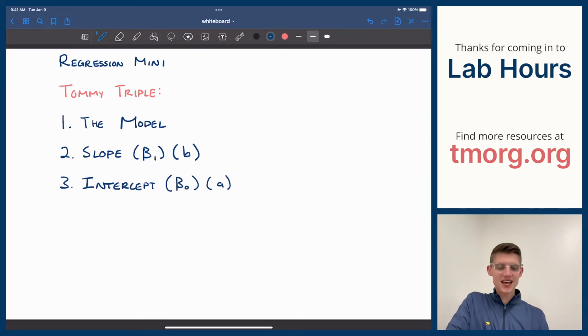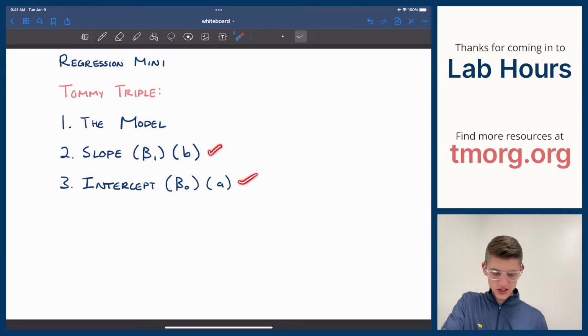The Tommy Triple for today: linear regressions. We're going to talk about the model, the idea of what the purpose of a regression is, what it is, and what the formula is. We're going to talk about the slope and intercept terms that come from that model.